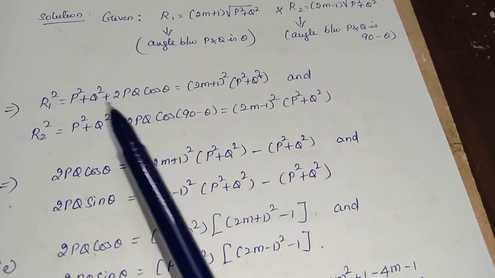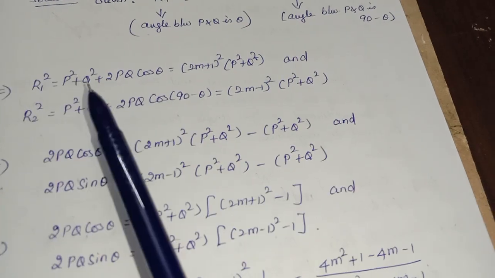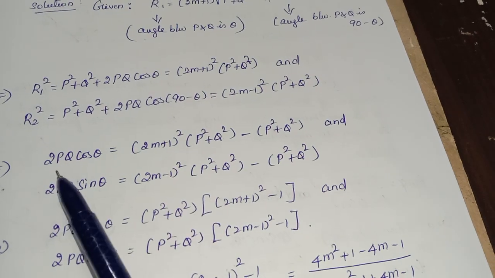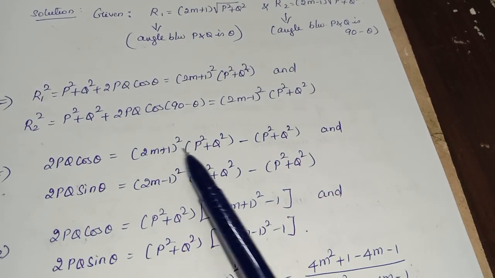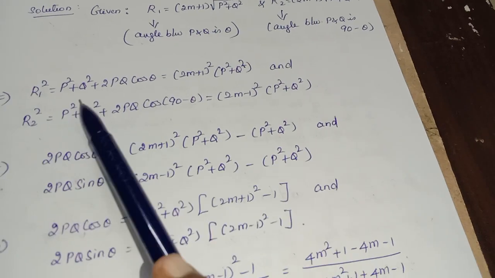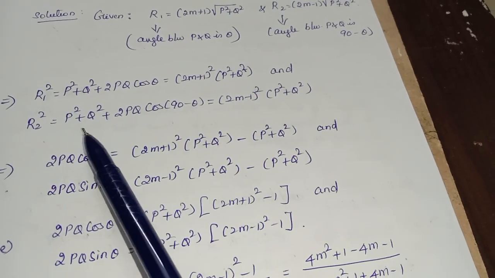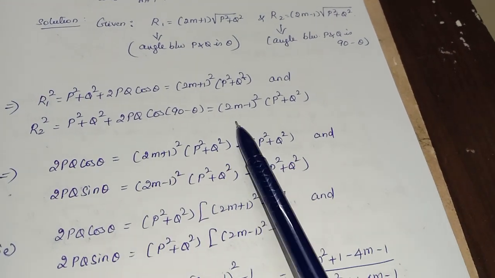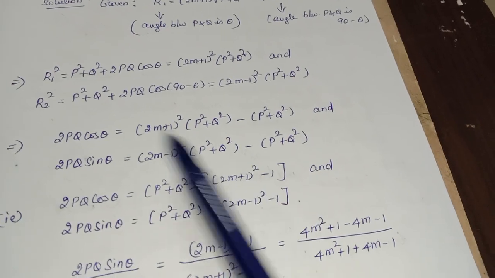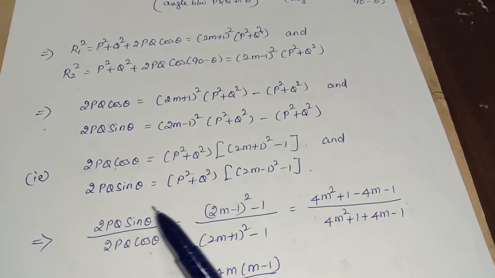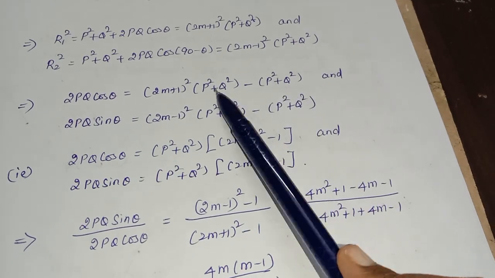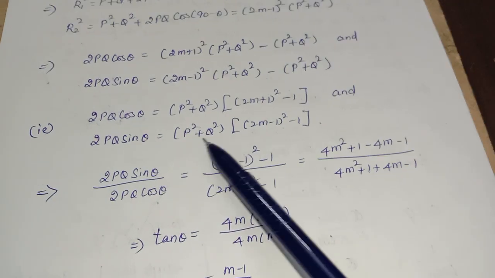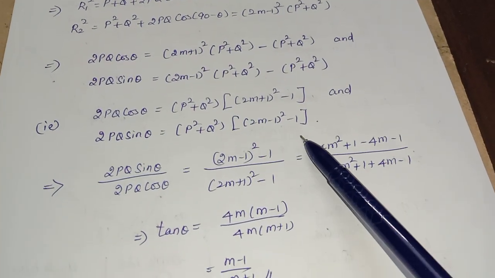So now let's rewrite. Here we have P square plus Q square, no? You take this P square plus Q square to this side. So simply, 2PQ cos theta is equal to 2m plus 1 the whole square into P square plus Q square, minus this P square plus Q square. And similarly here also, 2PQ, what is cos 90 minus theta? Sin theta. 2PQ sin theta equals 2m minus 1 the whole square into P square plus Q square, minus this P square plus Q square. Now in this term, we can take P square plus Q square outside, so it will be 2m plus 1 the whole square minus 1. Here also we can take P square plus Q square outside, so it will be 2m minus 1 the whole square minus 1.